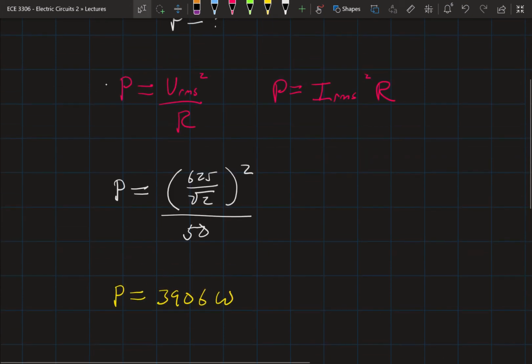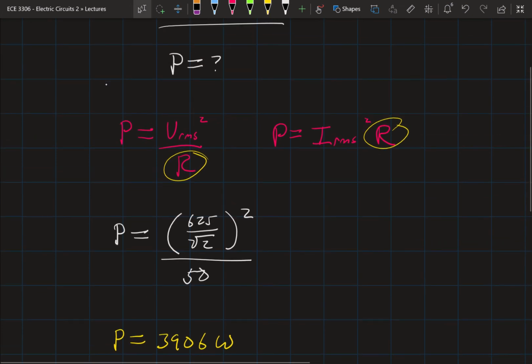So if you're given just a resistor, with no reactive elements in the circuit, you can use these really simple equations to solve for power. And that's all there is to it.